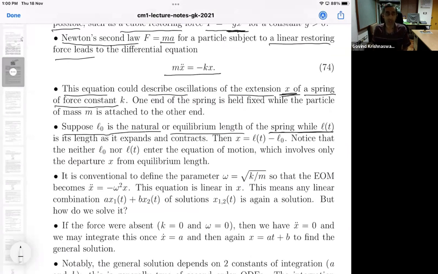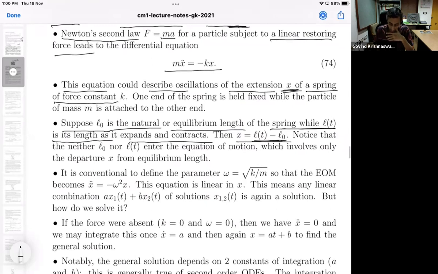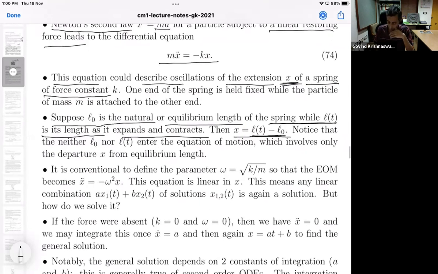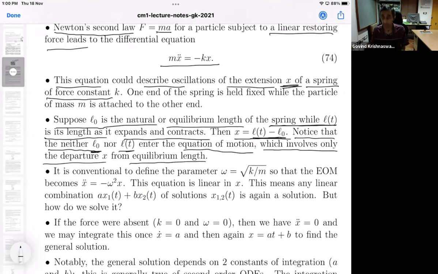So it's very important to bear in mind that x is not the location of the spring as such, but it's the displacement relative to equilibrium. It is the length of the spring minus the equilibrium length. But it's important also to notice that neither the equilibrium length of the spring, namely L0, nor L of t enters the equation of motion. It is really only the difference. It is only the departure x from the equilibrium length that enters the equation of motion. L0 and L of t do not appear in it.